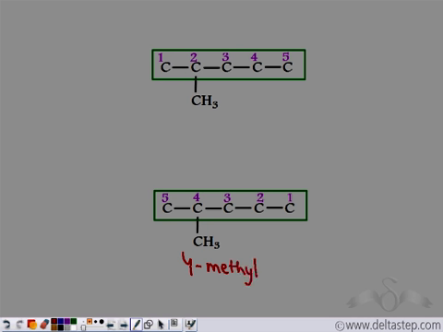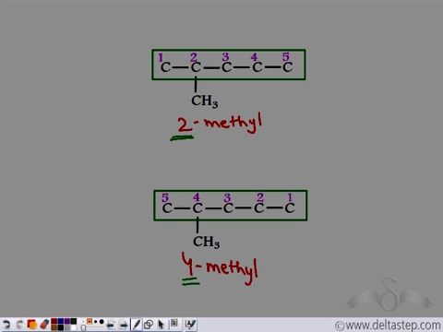Now for the same organic compound, we cannot have two prefixes. This is 2-methyl, since it is attached to carbon number 2, and this is 4-methyl. We cannot have two prefixes for the same organic compound. So what do we do? The rule given by IUPAC states we have to use the lowest number for the substituent. In this case, the substituent is getting number 2. In this case, the substituent is getting number 4.